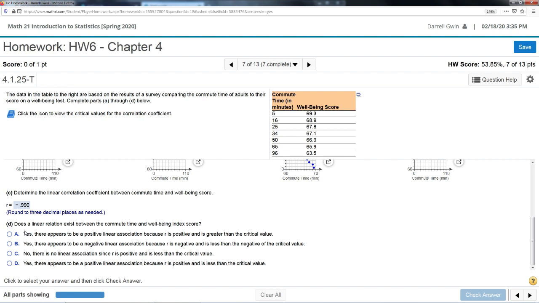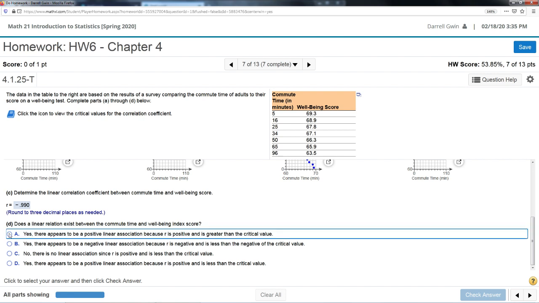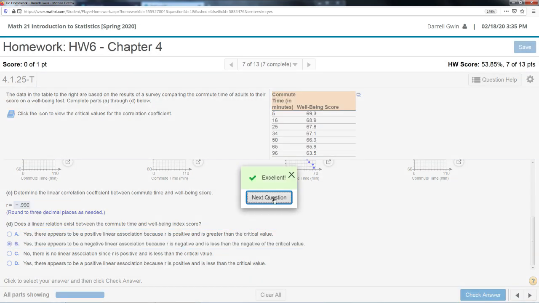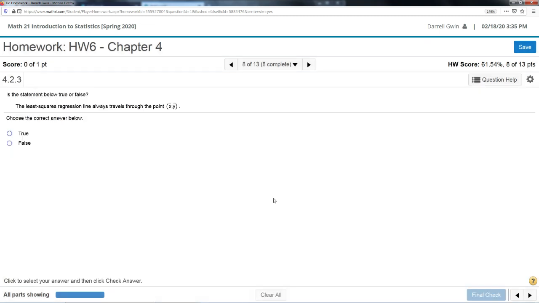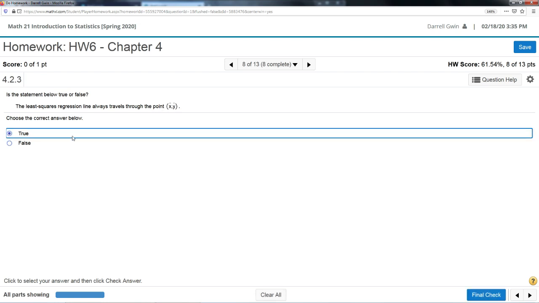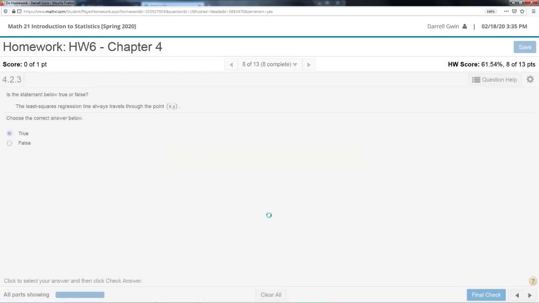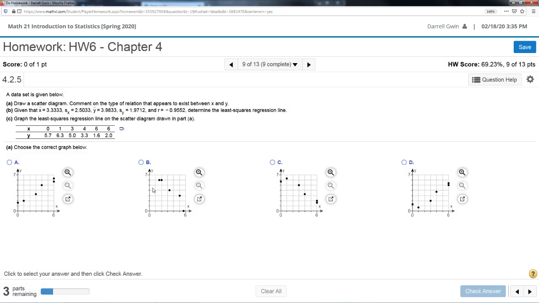Correct. Does the linear correlation exist? Yes, there appears to be a negative correlation. 0.99 is very high, very close to negative 1. The least squares regression line always travels through the point (x-bar, y-bar). That is true. It always travels through the average x and the average y value. The slope is the average slope of all the possible x and y combinations. That's how the formula came into existence.